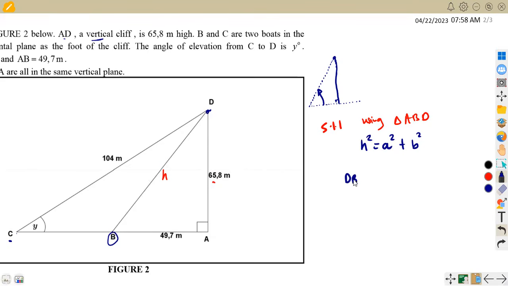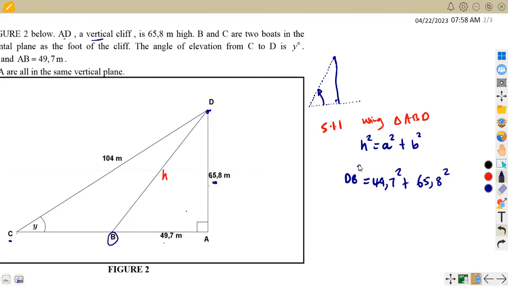So DB squared is equal to the shorter sides, that is AD and AB. These are the shorter sides of your right-angled triangle, okay? You apply this on a right-angled triangle. There's a 90 degrees here. So you're going to have 49.7 squared plus, you can start with this one or with that one, it doesn't matter, 65.8 squared. All right, so this is the formula that we are going to use to calculate DB.